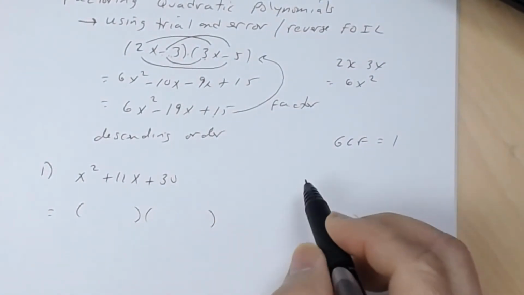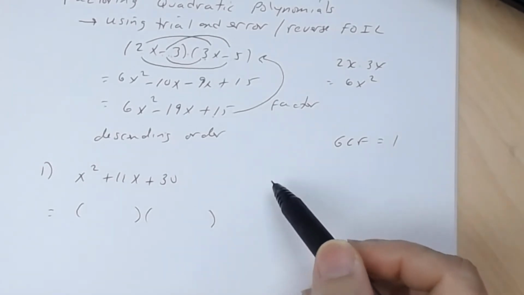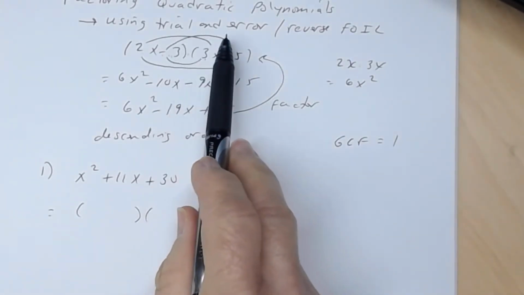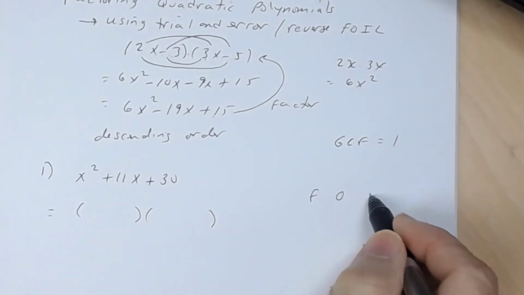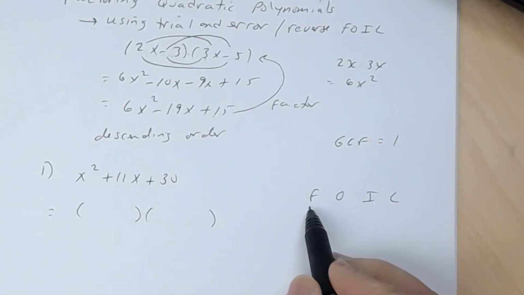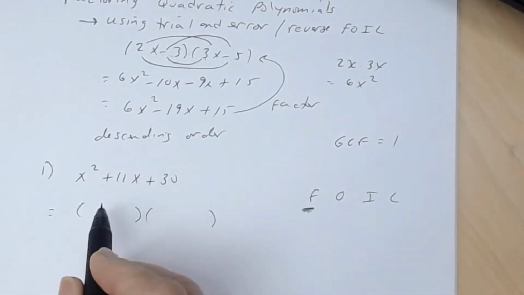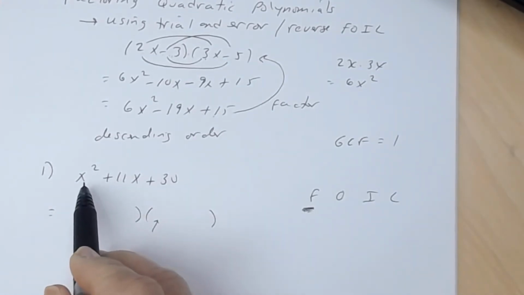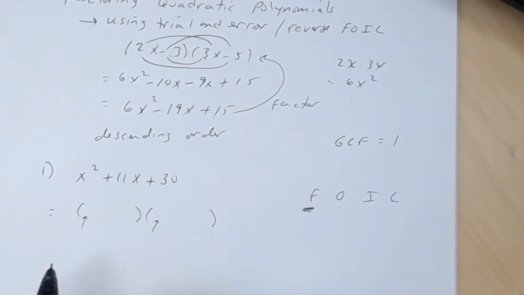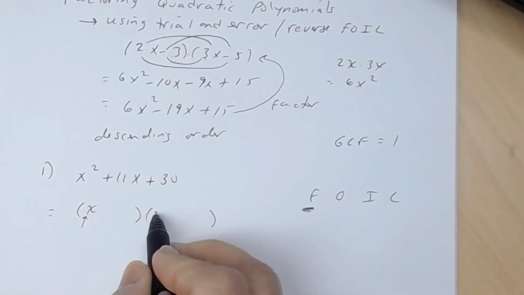When you factor, remember one of the things you tried was using trial and error, sometimes called reverse FOIL. When I look at the FOIL method, we're going to look at the F first. To get F, you ask what factor times what factor will give me x squared, that first term. There's only one possibility, x times x.